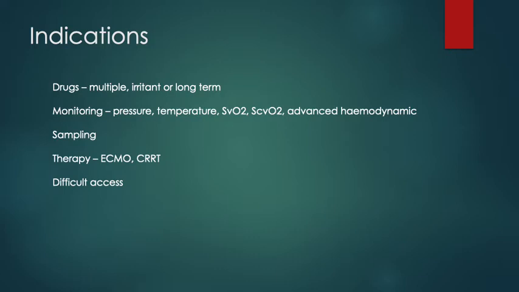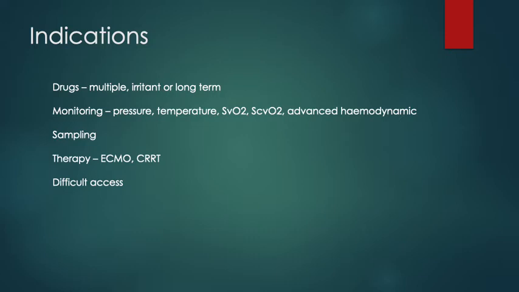Monitoring is really something that we use very commonly with our central line access. So pressure monitoring, temperature monitoring, particularly for pulmonary artery catheters, mixed venous and central venous oxygen saturations, as well as the application of advanced hemodynamics, which would include thermodilution techniques.